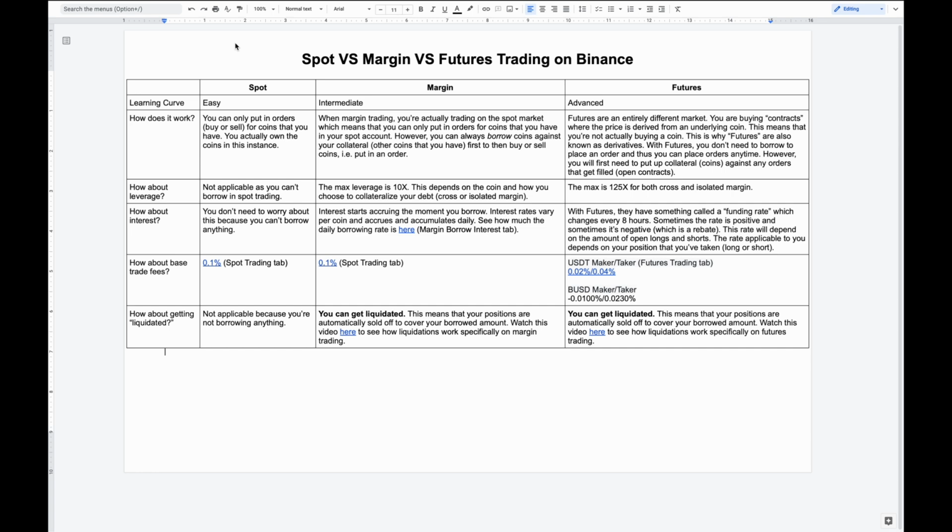Hey there, so in this video, I'm going to talk about the differences among spot, margin, and futures trading on Binance. Although this video is on Binance specifically, most of what I'll be talking about in this video is generic and can be applicable to other exchanges as well. I created this table here that I'll be going over in this video to help you see the differences.